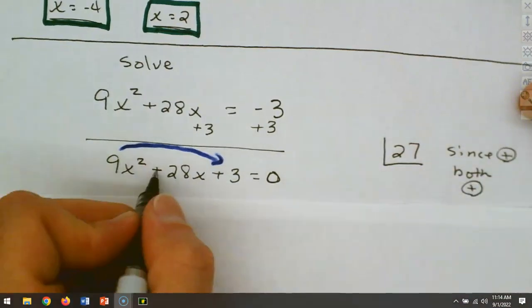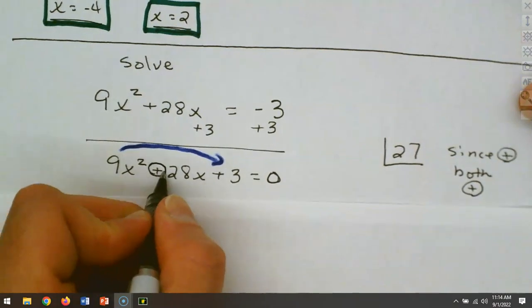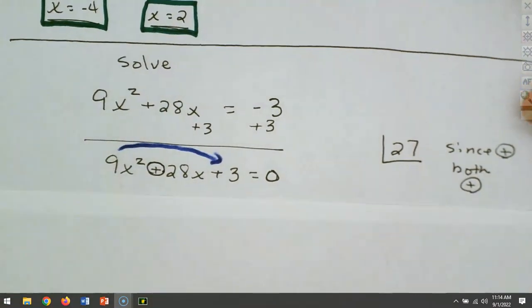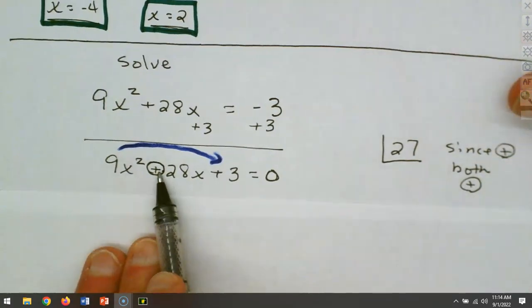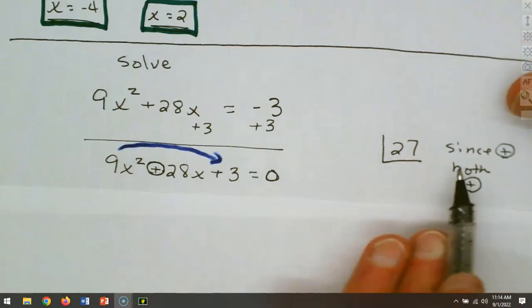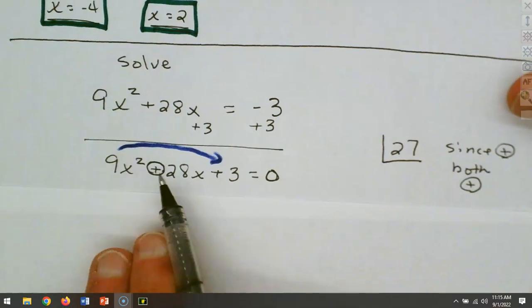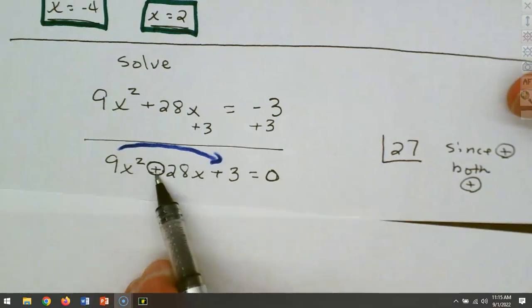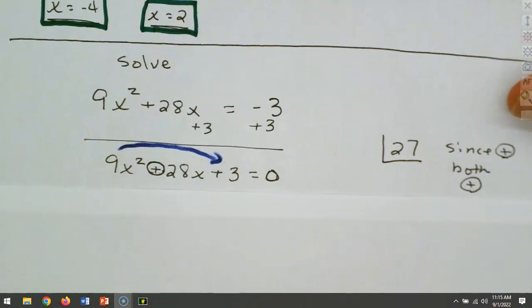Positive. Why are they both positive? Because that's your larger number. Okay, in this case, they're both positive. They could be both negative. If this was a negative here, they would both be negative, right? But this one's positive. So since this is positive, they're both the same. In this case, the sign in the middle is positive. So that means they're both positive.